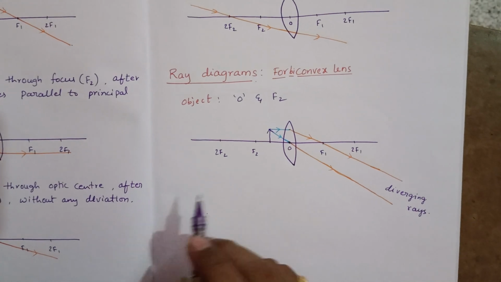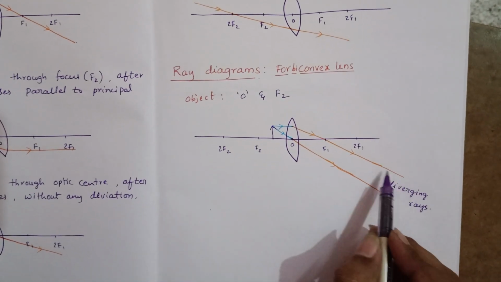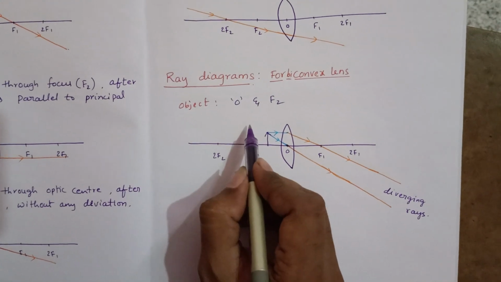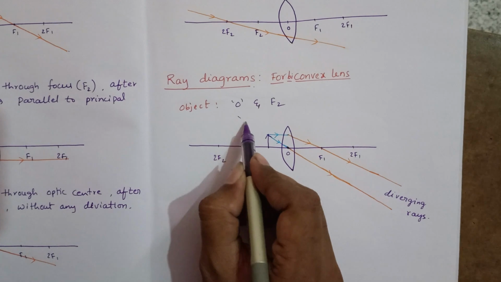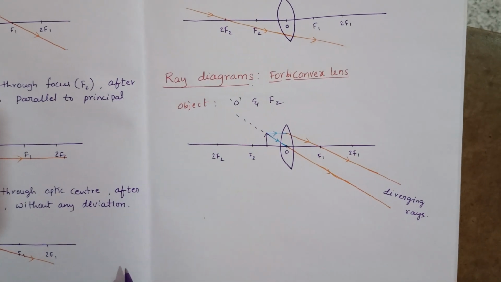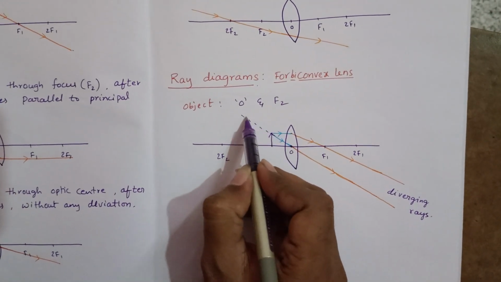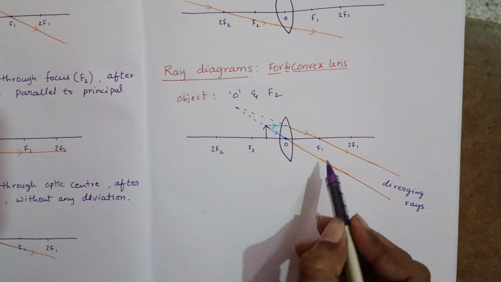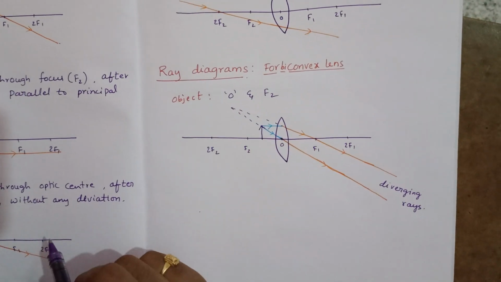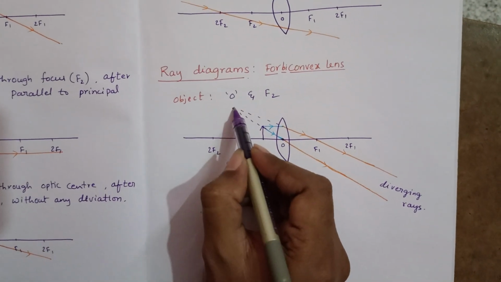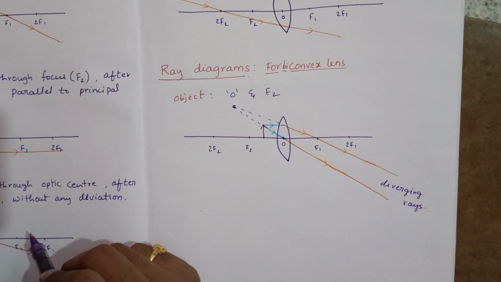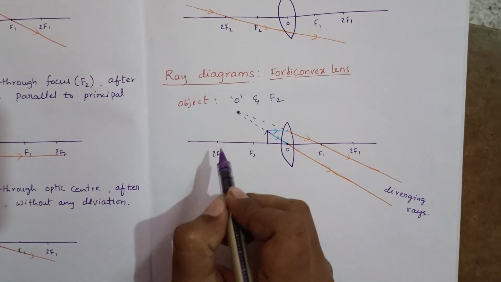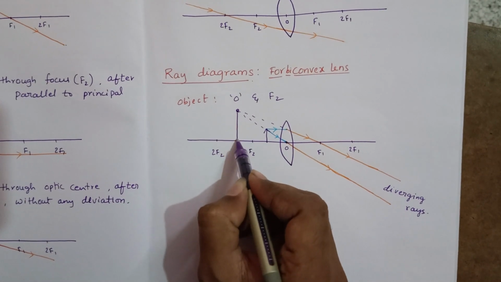If you extend in the forward direction, these rays are not meeting at any point, so we can extend them back like this. This one also we can extend back. It should be straight. Now these are meeting at this point, extending back. So here the image will be formed. Here is the image.